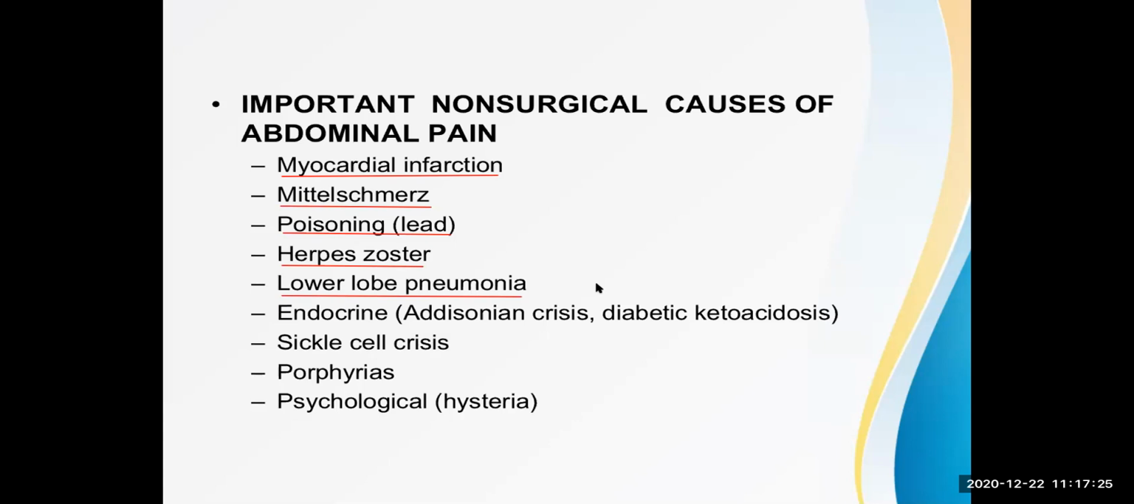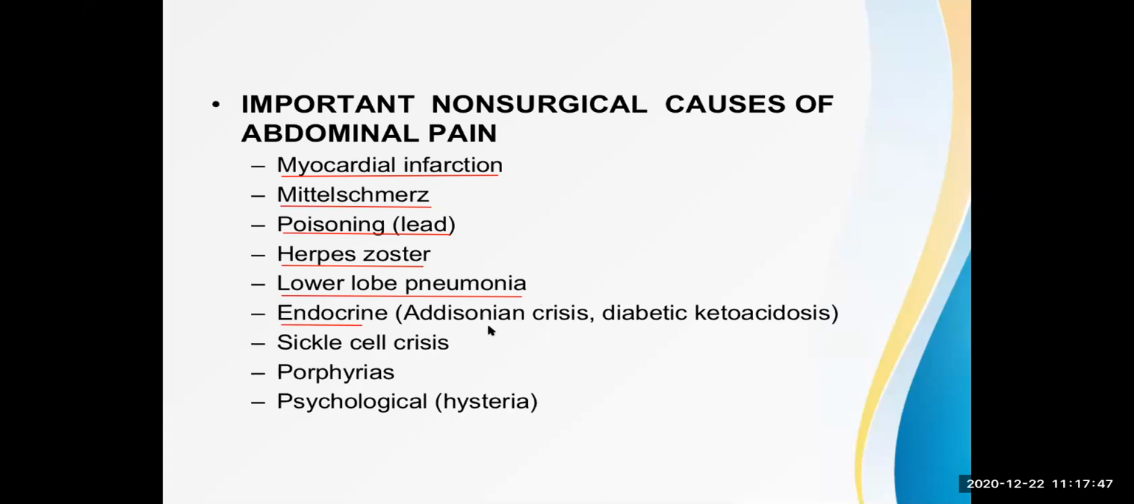So never forget this description which I just told you. It is an embarrassing situation if you miss that particular finding and focus only on the abdomen. Always think about the chest, especially in case of abdominal pain. So lower lobe pneumonia is an important cause of abdominal pain.